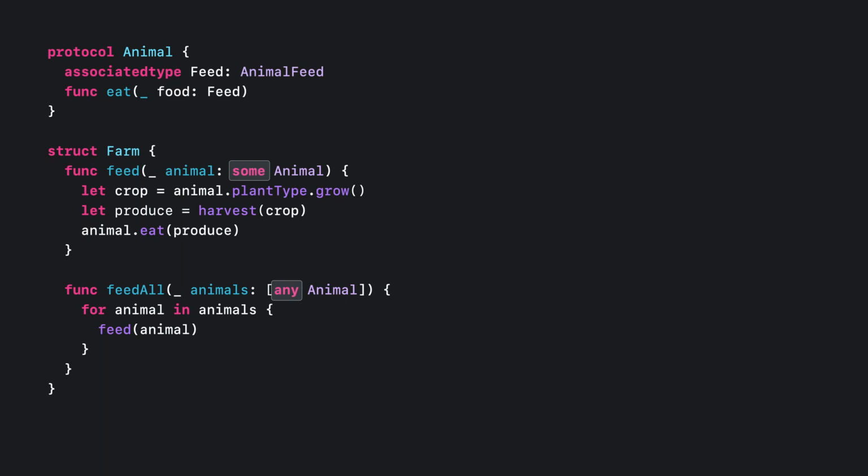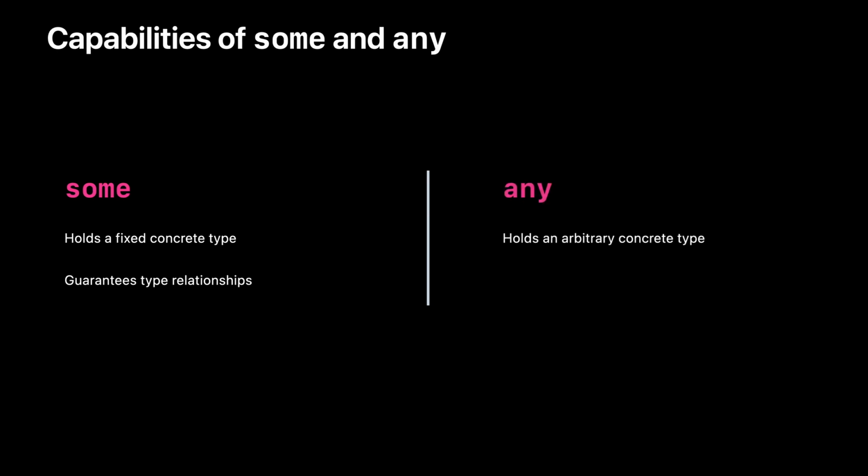Throughout this process, we've seen that some and any have different capabilities. With some, the underlying type is fixed. This allows you to rely on type relationships to the underlying type in your generic code, so you'll have full access to the API and associated types on the protocol you're working with. Use any when you need to store arbitrary concrete types. Any provides type erasure, which allows you to represent heterogeneous collections, represent the absence of an underlying type using optionals, and make the abstraction an implementation detail.